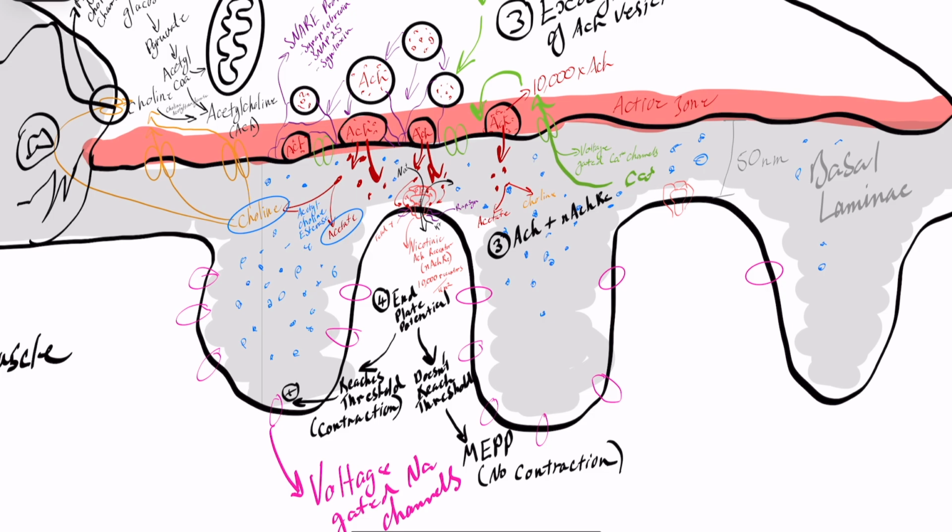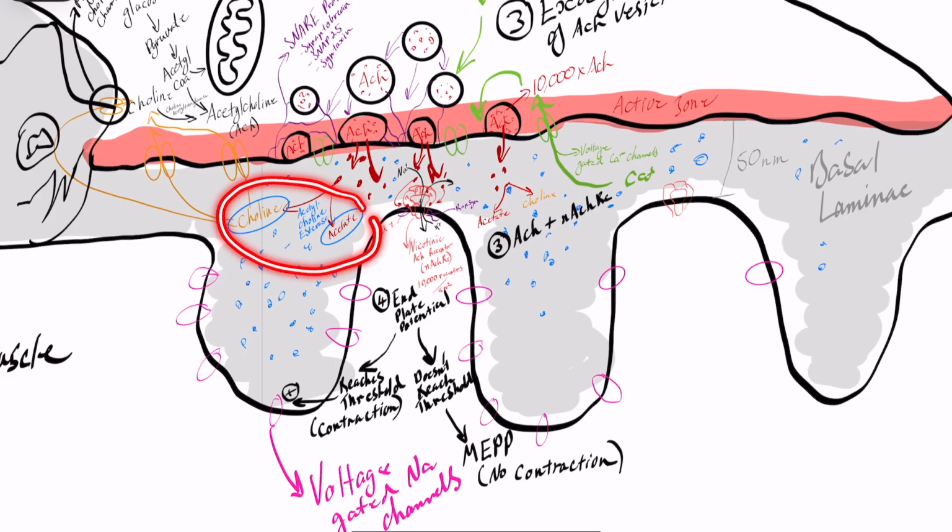And when we release not enough acetylcholine, which happens all the time and it's not quite reaching threshold, all this does is lead to these miniature end plate potentials, which is important that they don't cause threshold. Otherwise, we would have lots of twitching and uncontrolled movements throughout our body.